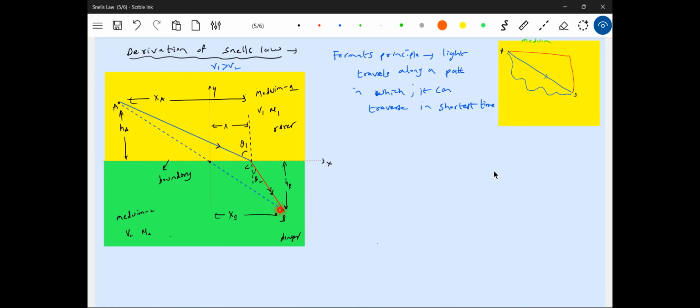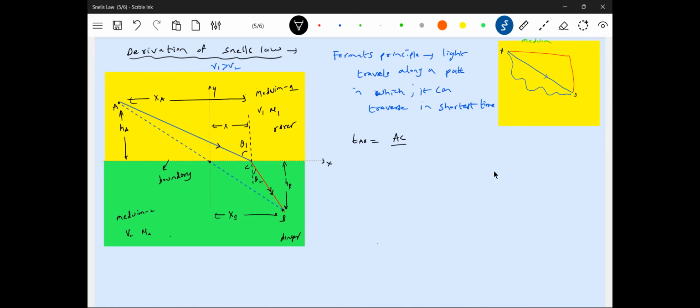Okay, let's take this one. This is Fermat's principle. This is a nature's phenomenon. We have made an observation of this phenomenon, and from this observation we are going to bring in Snell's law here. So, the time taken by the light to move from A to B.